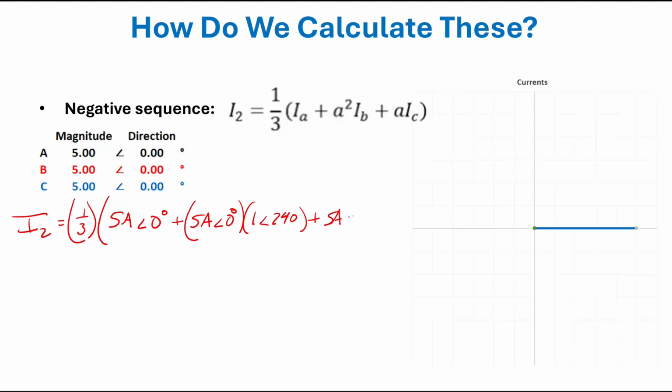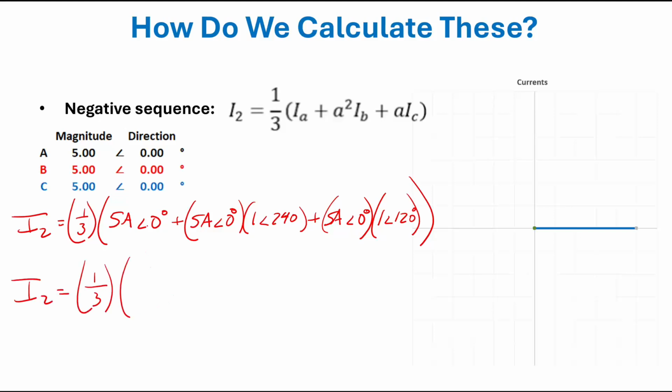plus 5 amps at an angle of 0 degrees with an angle compensation of alpha, 1 at an angle of 120 degrees. Close all that out. I2 equals 1/3 times 5 amps at an angle of 0 degrees plus 5 amps at an angle of 0 and 240, which is 240 degrees, plus 5 amps right here, multiplied by the magnitude here, but also you're going to take the angles and add them, angle of 120 degrees.